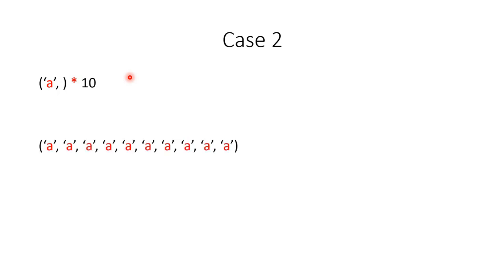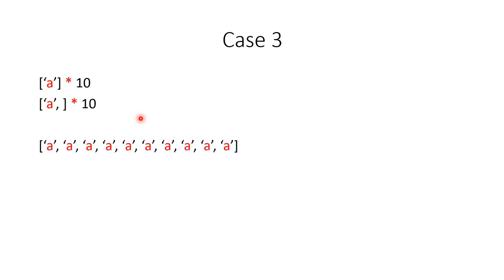Now case 2. In case 2, in addition to these parentheses, also use a comma after the string and then multiply it with 10. Your output will be like this in the form of a tuple. If you do not use this comma here, then your output will be in case 1. This is the comma that makes the big difference. It changes your output from a string to a tuple.